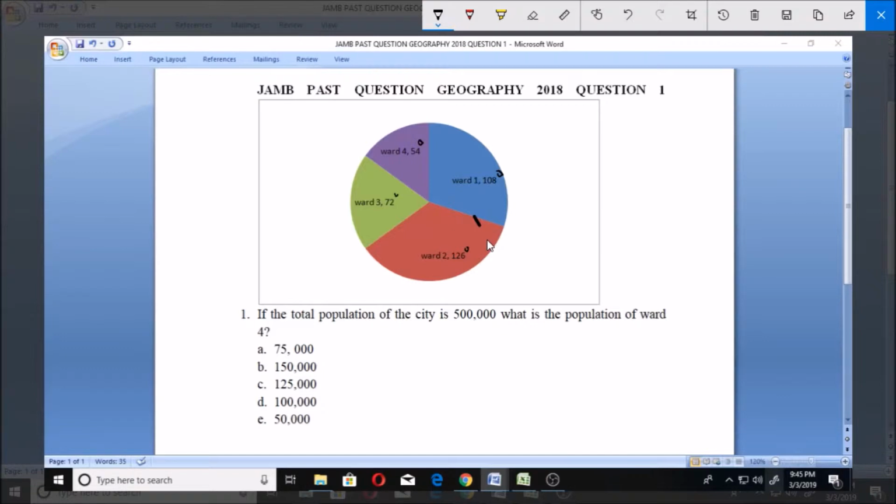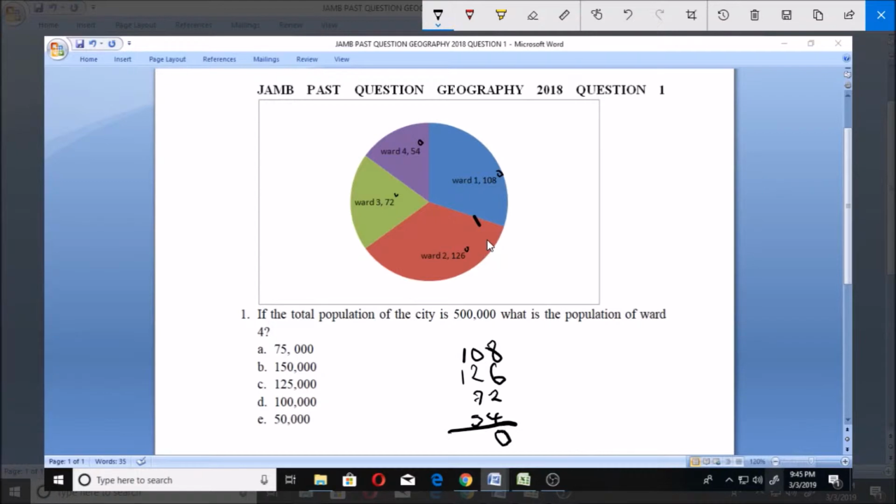Now, for us to be able to solve this, we need to know that the summation of the degrees should be 360. So for Ward 1, we have 108. Ward 2, we have 126. Ward 3, we have 72. Ward 4, we have 54. So it's an important fact to know that the summation of the degrees is always 360. This is 8 plus 6, should give us 14. 14 plus 2, 16. 16 plus 4 will give us 20.